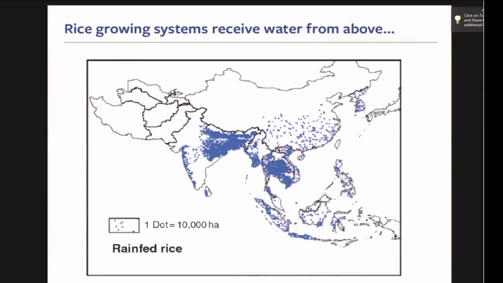So just to give you an idea here, rice growing systems receive water from above. This is rain-fed rice. Each dot here, talking about the metric system, represents hectares. One football field is about a half a hectare. So each dot here is 20,000 football fields. All right, so this is a huge amount of area growing rice. This is rain-fed, so this is water coming from above.